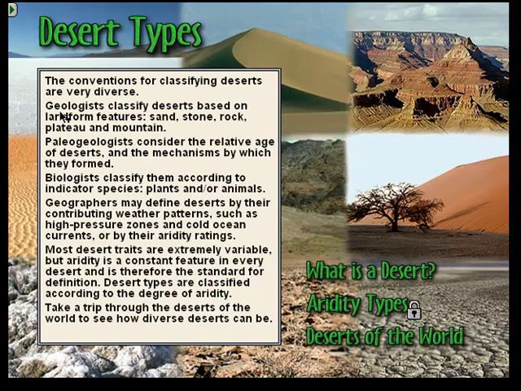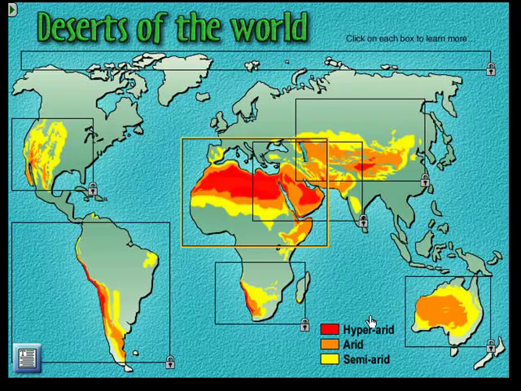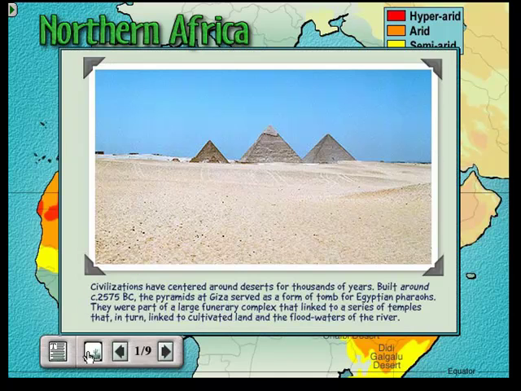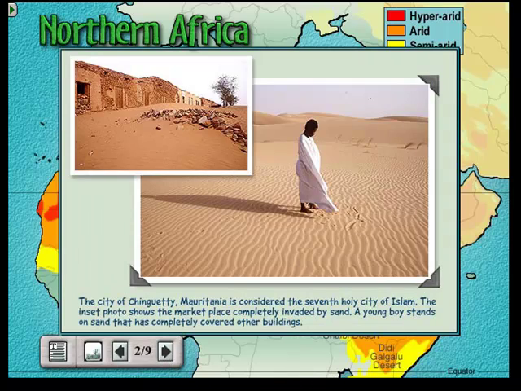Going back to desert types, there's deserts of the world. Within the desert types, it gives a map of northern Africa with various deserts there. Students may also discover facts, information, and pictures about the deserts.